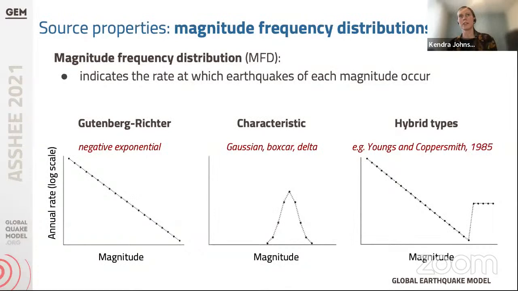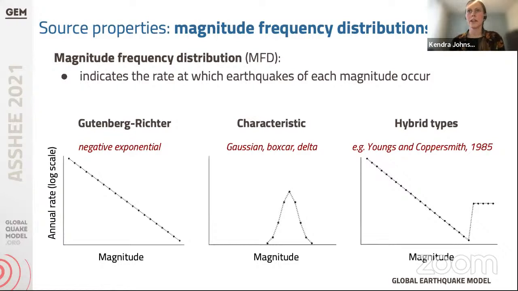So once we've defined the source typology and the geometry of the source, we can turn to the magnitude frequency distribution. This is what's used to indicate the rate at which earthquakes of each magnitude might occur. And I've shown three of the major types of magnitude frequency distributions at the bottom of this plot. On the left, we have the Gutenberg-Richter. This is a negative exponential, and using this model, we assume that the rate of earthquakes decreases with magnitude, following this negative exponential shape.